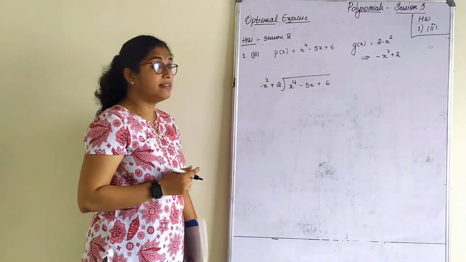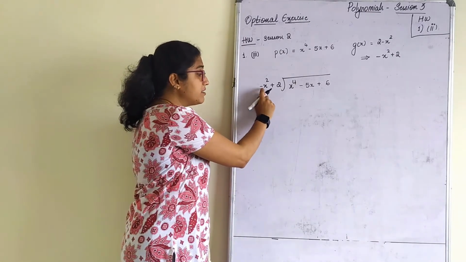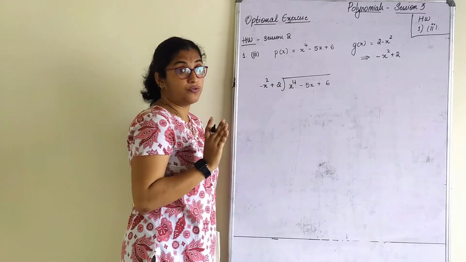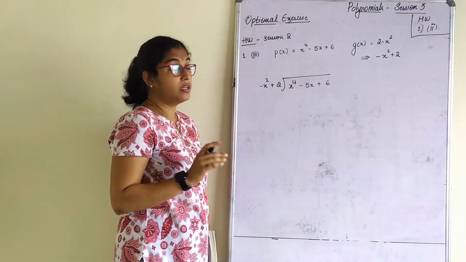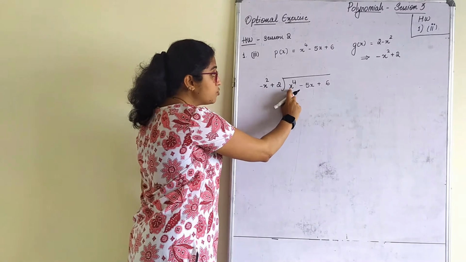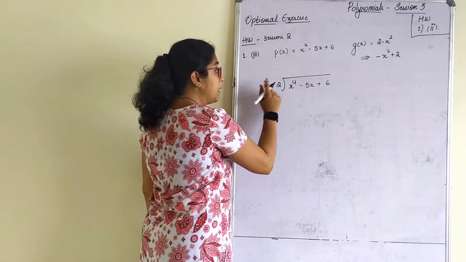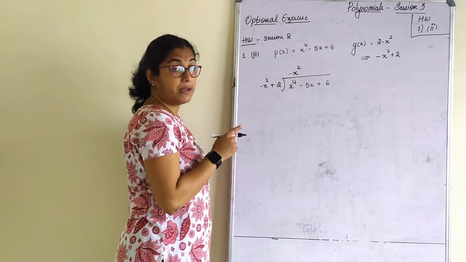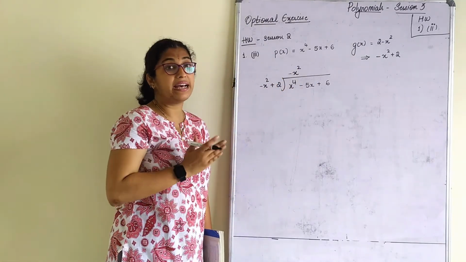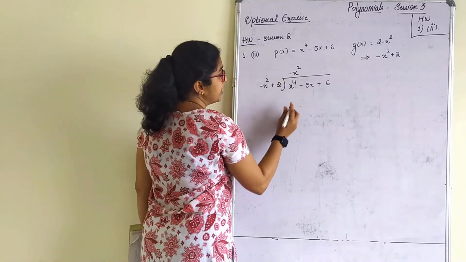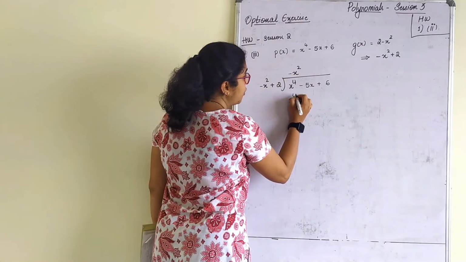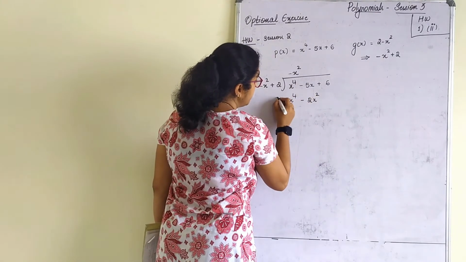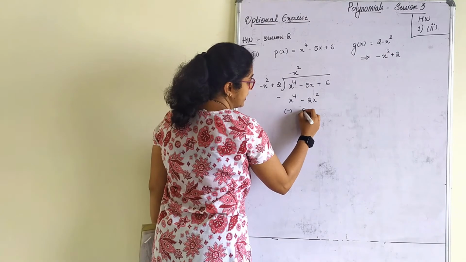Now look at this. This is the first one where the divisor's first sign is negative. We have to get the answer in terms of x raised to 4, not minus x raised to 4. That means to get x raised to 4, with what do I have to multiply? Minus into minus x square, minus minus plus, because the first term should be as it is always. Minus x square into x square is x raised to 4. Minus x square into 2 is minus 2x square. Subtract it, change the sign.